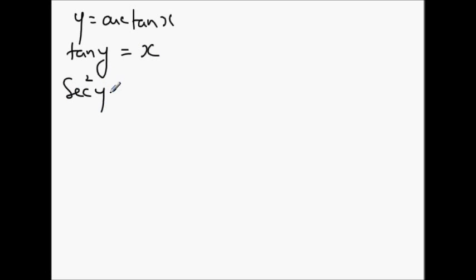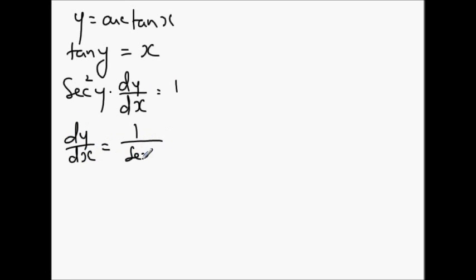Okay, next would be y equal to arc tan x. Again the same principle here, tan y equal to x. The differential of tan y is secant square y, and the differential of x with respect to x is equal to 1, and therefore dy dx is equal to 1 over secant square y. You might wonder why I'm writing 1 over secant square y. It could be cos square y, but I'm not going to change this to cos square y because I'm going to use the trigonometric identity between tan y and secant square y.